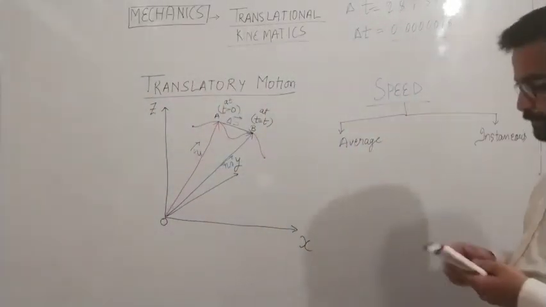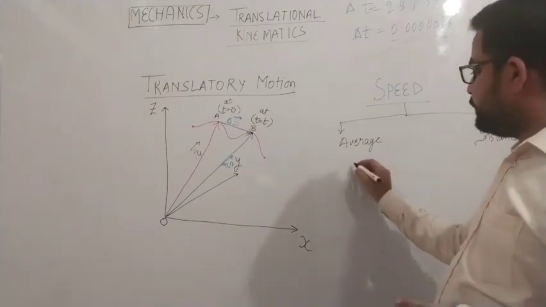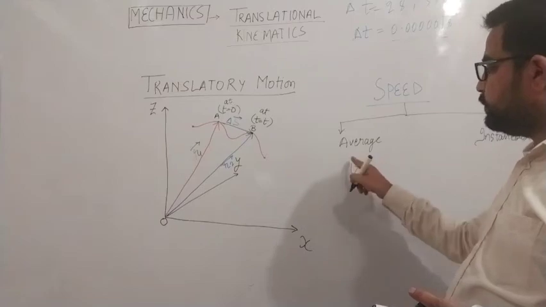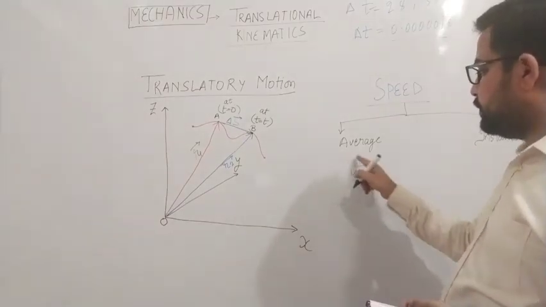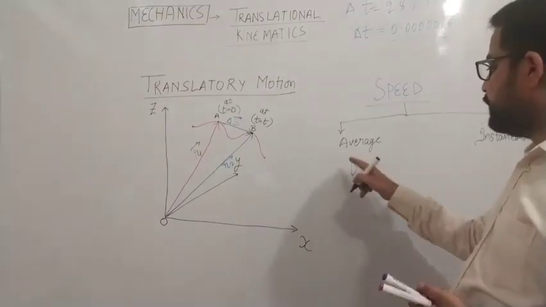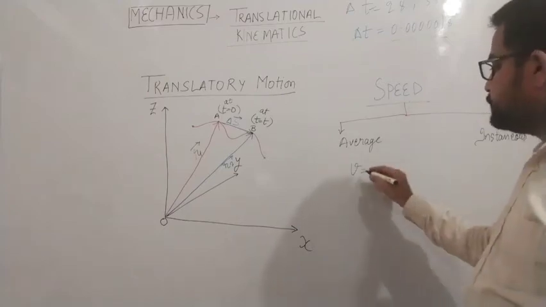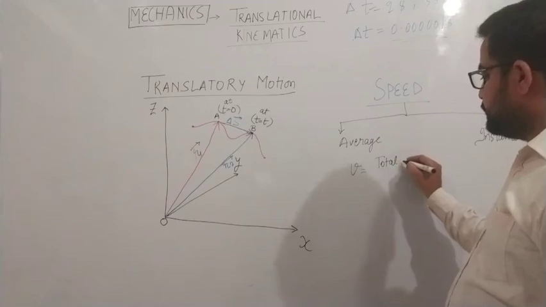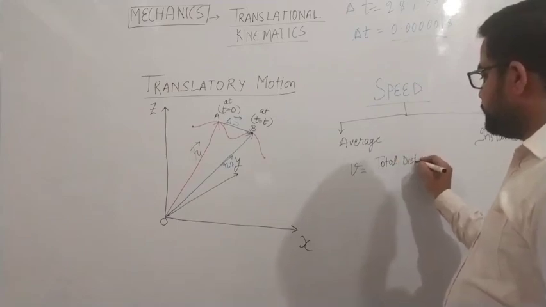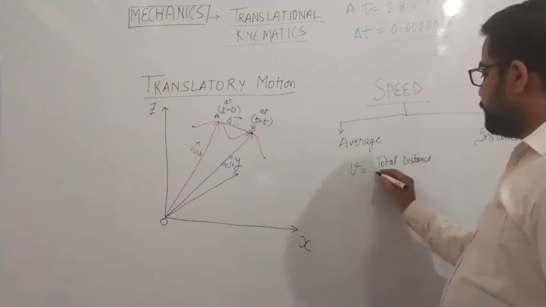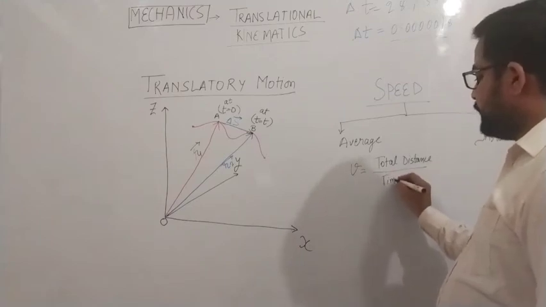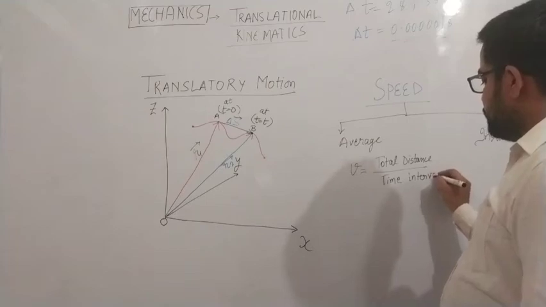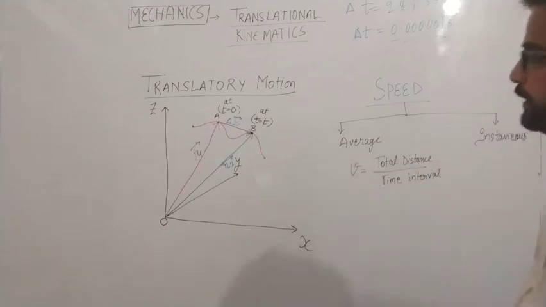So see, now whatever we have learned about speed is given by v, without any arrow above v, because speed is scalar. So speed is equal to what? Total distance traveled upon time interval, right? So this value is actually what?